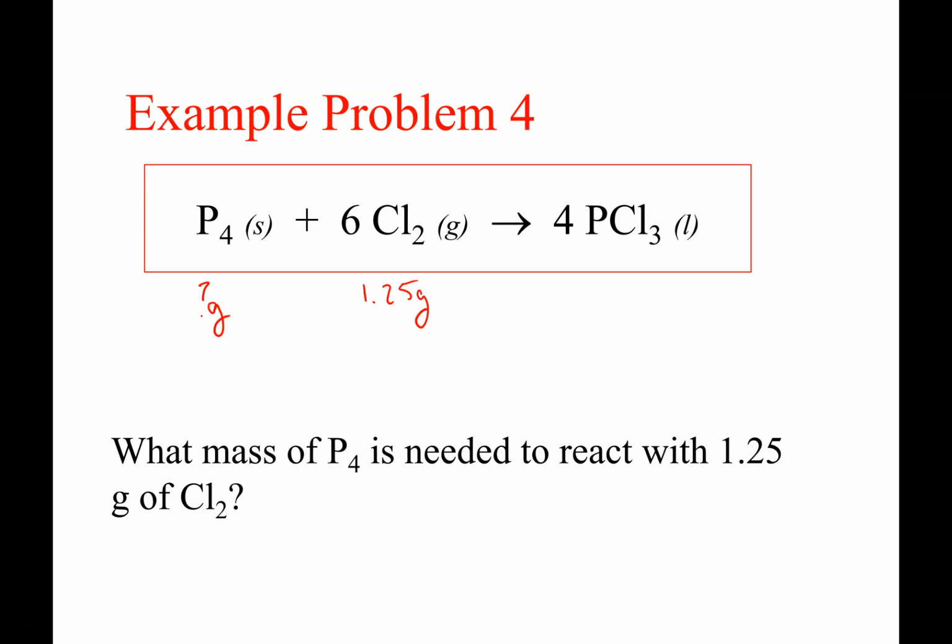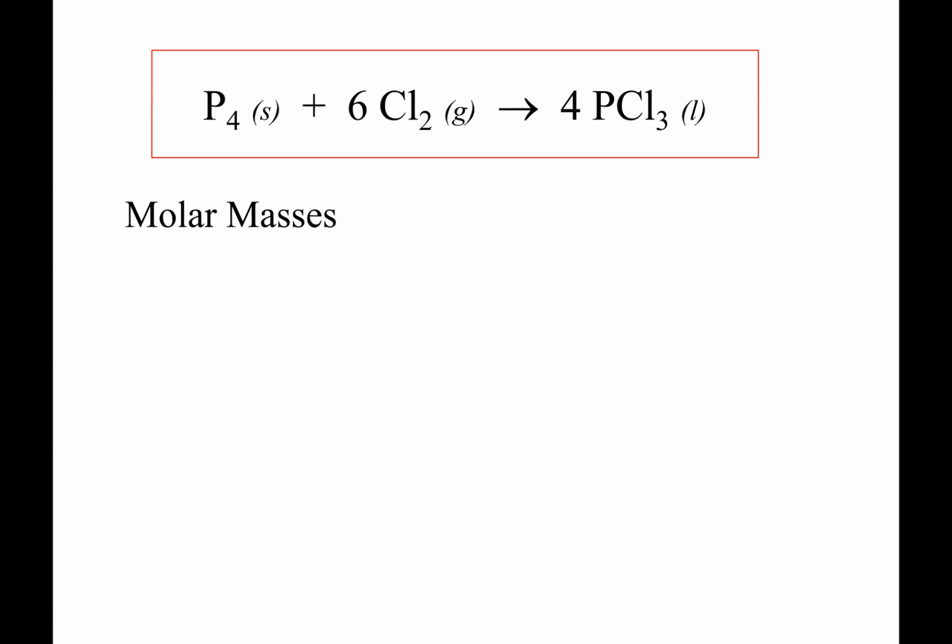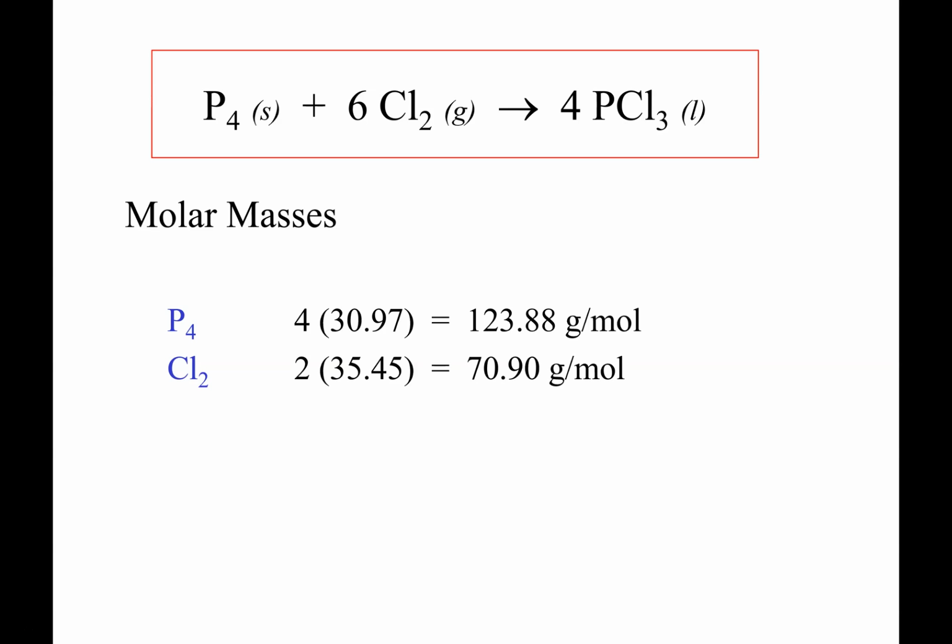So we're going to knock out molar masses on the next slide. Here they are. P4, you take 4 times 1 phosphorus, which is 30.97. Round to 2 decimals, you're looking at 123.88 grams per mole. For the Cl2, we're going to take 2 times 35.45, which gives you 70.90 grams per mole.